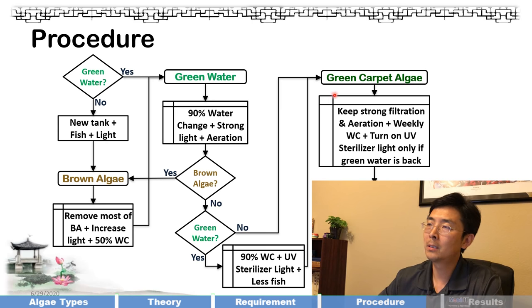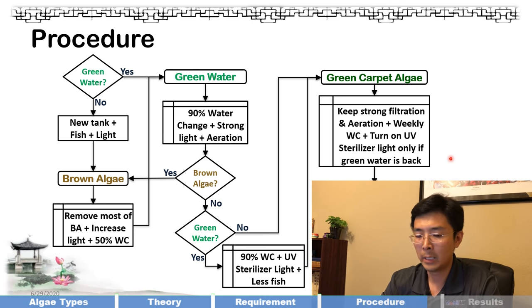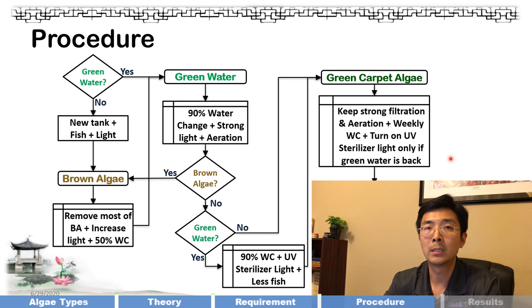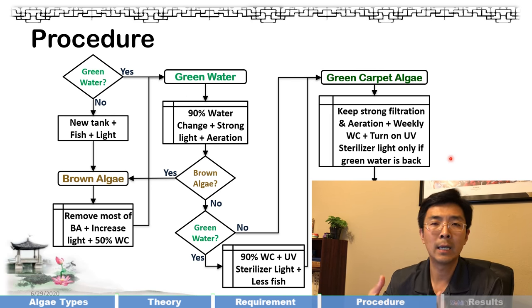This last box is daily or weekly maintenance. Again, keep the strong lights, keep the strong filtration and aeration. I'll also do a weekly water change. Turn on your UV lights only if the green water has come back. A UV light sterilizer is a killer to the green water, but use it on a minimum basis.